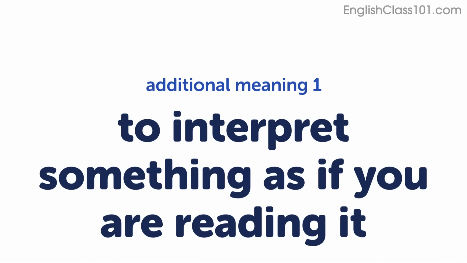So let's look at some additional meanings for this verb. The first meaning is to interpret something as if you are reading it. So that means you're interpreting something that is not a symbol, it's not letters, but you interpret it as though you can read it in some way. Let's look at some examples.